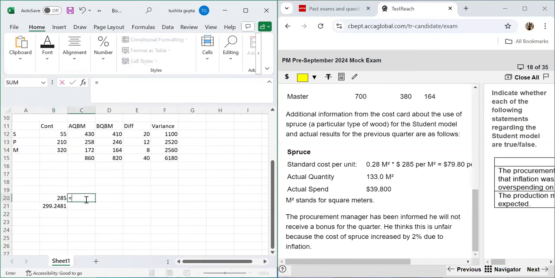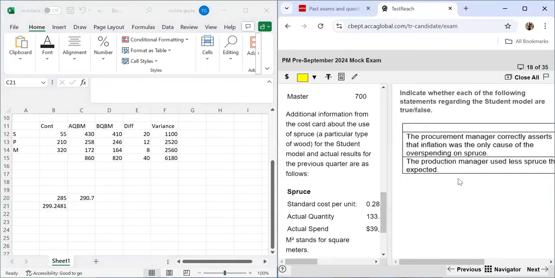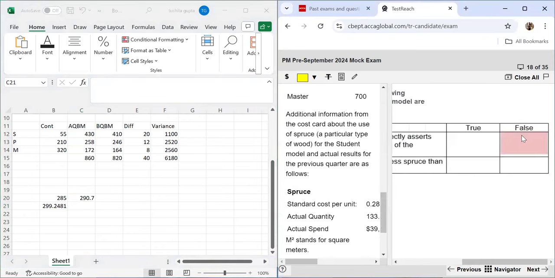So he's saying that the inflation was 2%. If I adjust it for 2% inflation, it should have been 290.7. But still this figure is a higher figure. That means he is not correct. Even after applying the inflation, he has still overspent. So this statement is false.